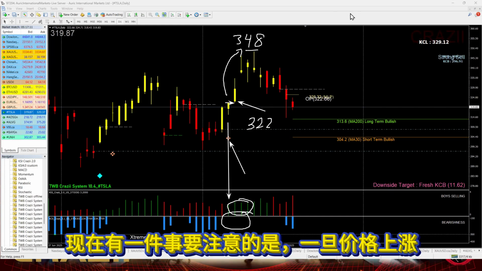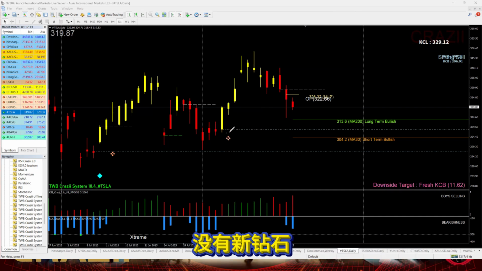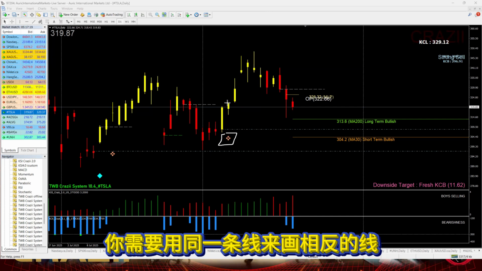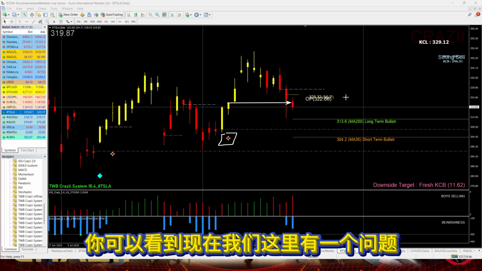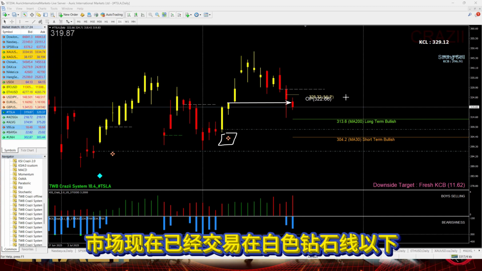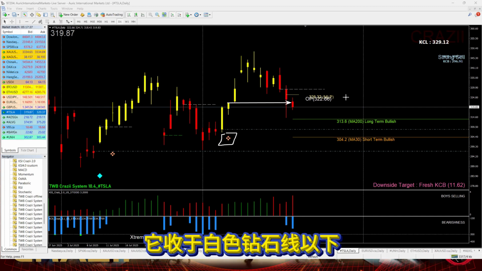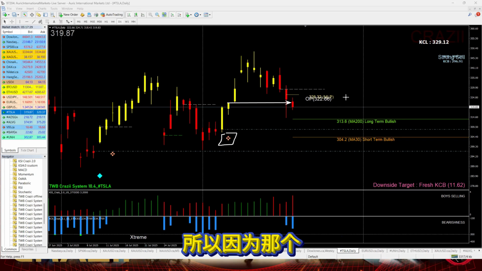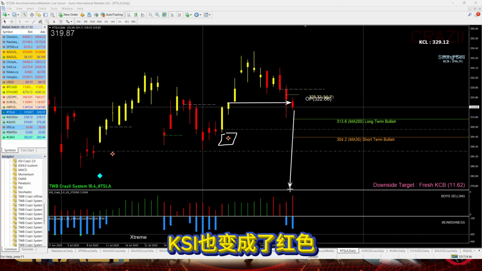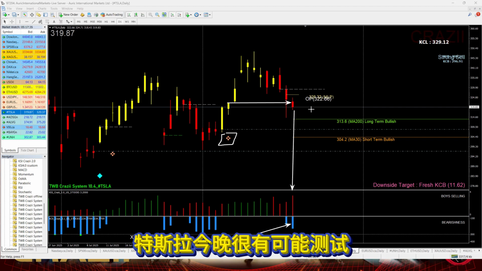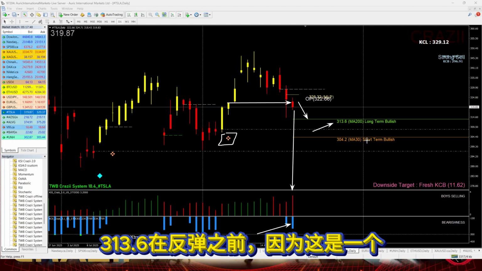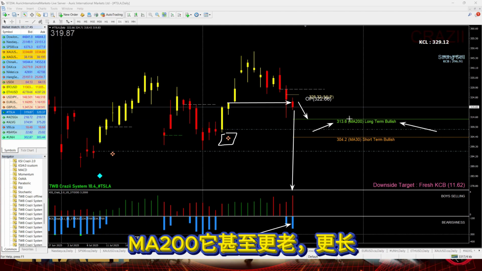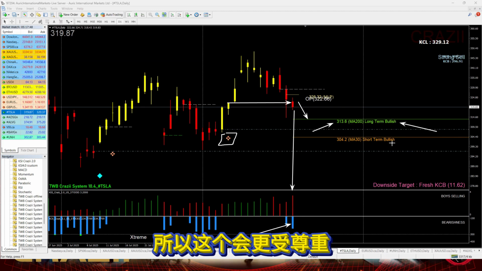One thing to note is that once the price goes up and there's no new diamond, you need to use the same line to draw the opposite. And you can see right now we have an issue here. The market has traded below the white diamond line and closed below it. Because of that, the KSI has turned red and the KCX turns blue. So there is a high chance that Tesla tonight may test 313.6 before it rebounds, because this is the MA 200. It's even older, longer, so this one will be more duly respected.